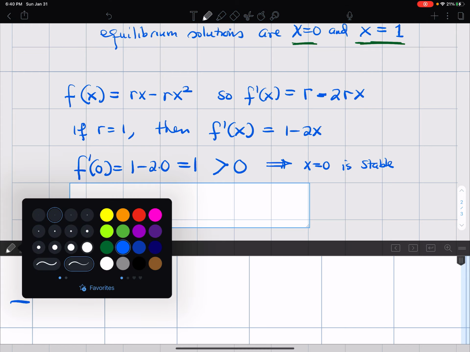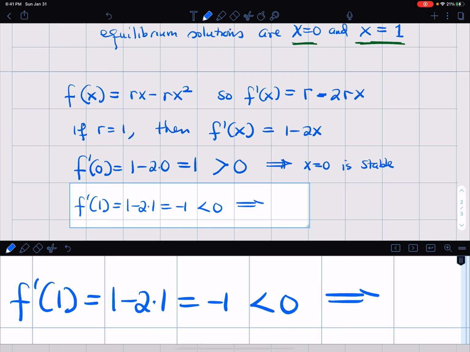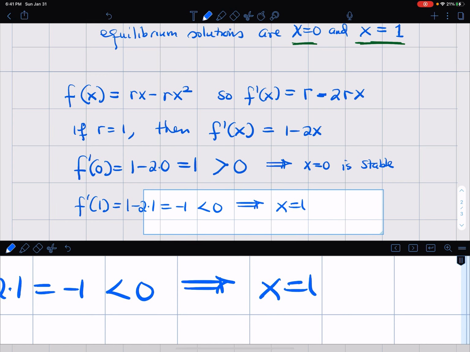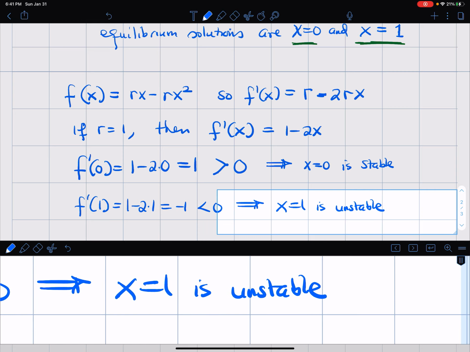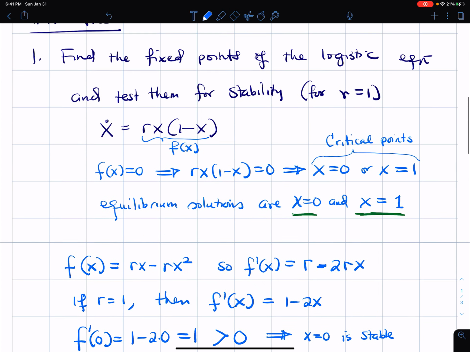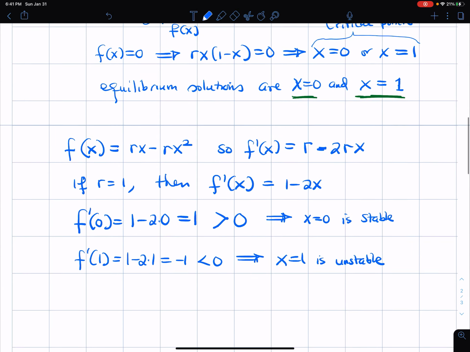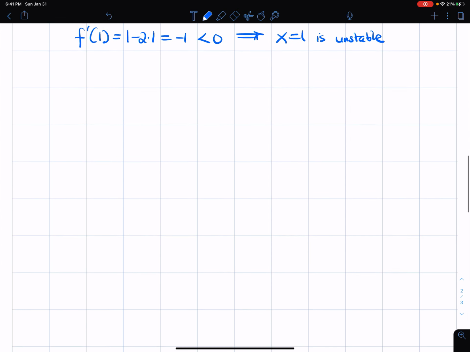And then f prime of 1 is equal to 1 - 2 times 1, which is negative 1, which is less than 0. So this tells us that x = 1 is an unstable solution. Okay, so we've answered the two questions there. We have two equilibrium solutions, and one is stable, one is unstable.